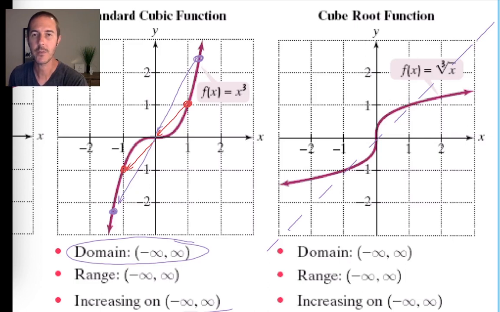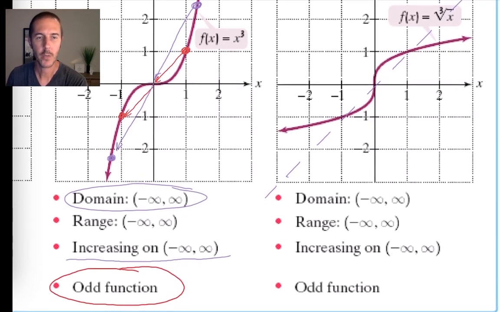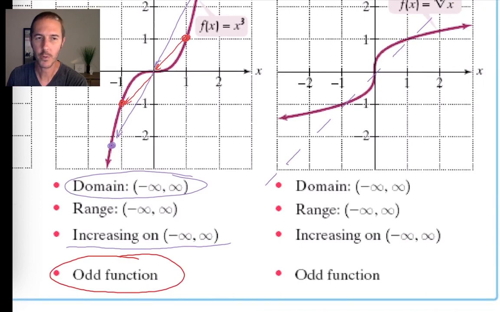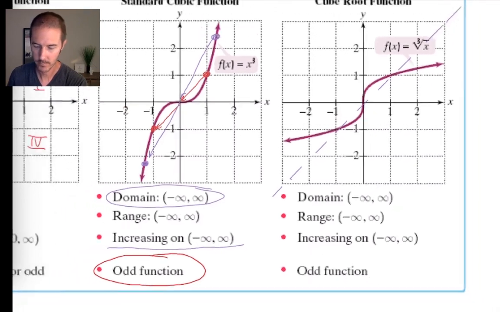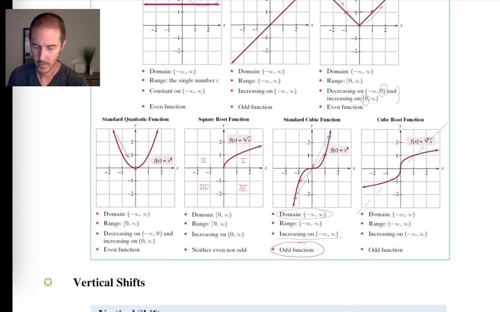That's happening because these two functions are inverses of each other. You don't need to know that right now, but I thought I'd plant the seed, put it in your mind, because we will hear that kind of language farther down the road. Domain, range, it's increasing everywhere. As we move from left to right, the y values are increasing, and it does also have symmetry about the origin because it is an odd function.